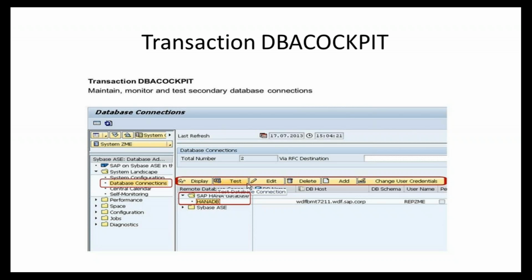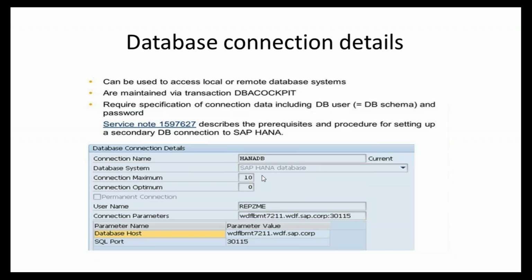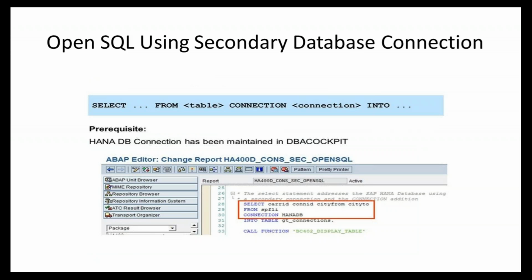Now if you want to maintain and monitor the secondary database connections, you can go into the transaction code called DBA Cockpit. After going into the DBA Cockpit, the screen will be visible like this. Then we can start monitoring the database and take the necessary actions.